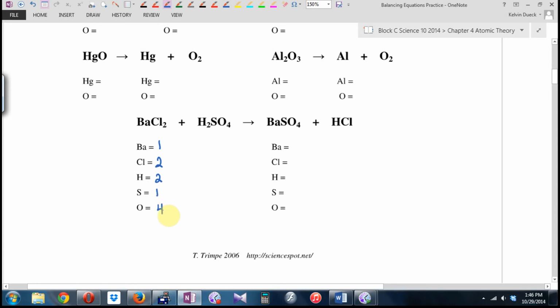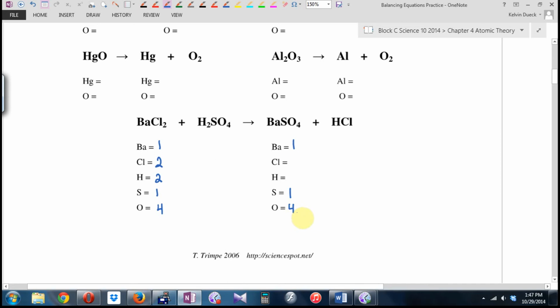I think, yeah? If I'm lucky, and every once in a while you will be lucky, it might be balanced already. There's a special name for a reaction like that. We'll learn that name next unit. How many Ba's on the right-hand side? Oh, great, we're balanced. How many S's on the right-hand side? Oh, great, we're balanced. How many O's on the right-hand side? Oh, great, we're balanced. This is so easy.